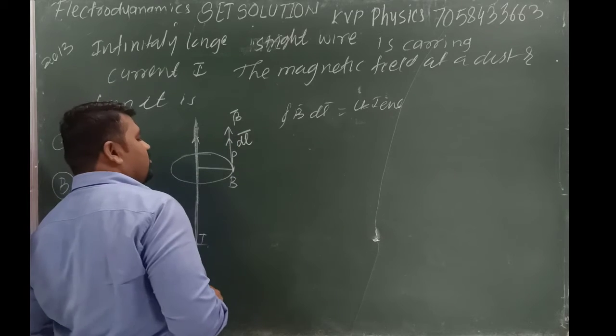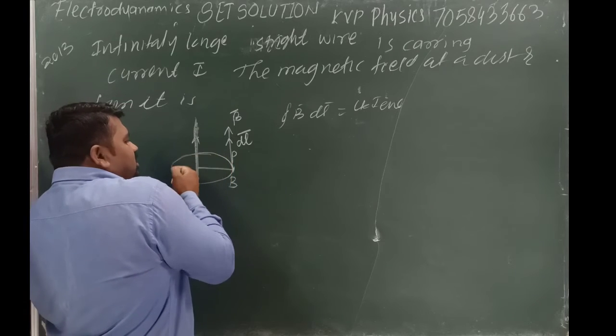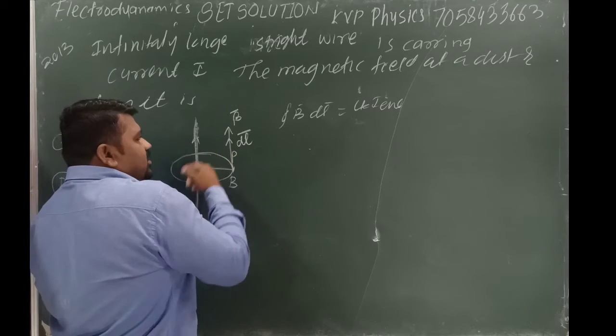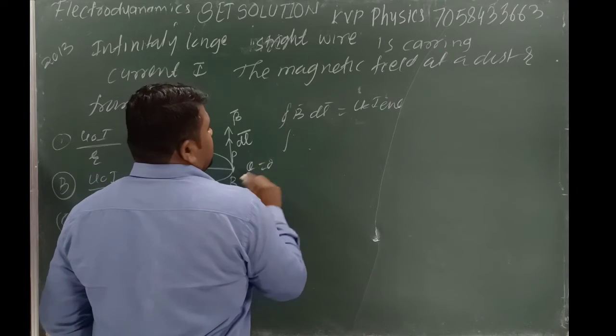This is a dl bar. The direction of the magnetic field and the direction of dl, yes or no? dl is varying in that direction, and the magnetic field is also varying in that direction. It means the angle between them is 0. Theta is equal to 0.